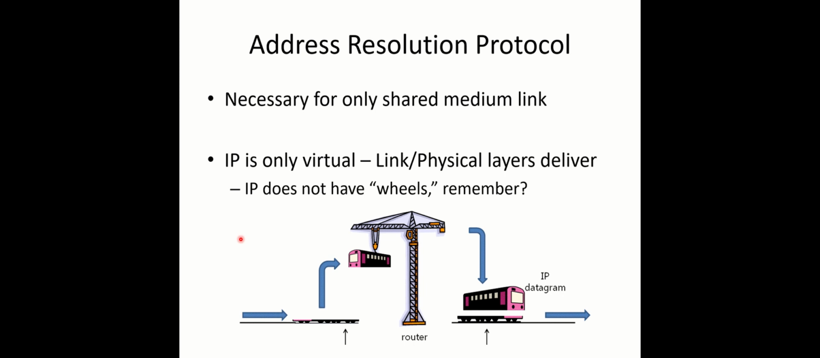And just like that, on a shared medium link, knowing the IP address of the next router does not let you move your IP datagram to the router. You have to figure out the MAC address of the next router, and then you put that in the destination MAC address field of the link layer frame. Then you can deliver your datagram that is contained in the payload portion of the frame.